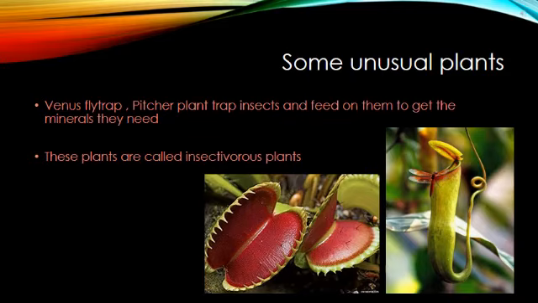Now children, I will describe some unusual plants. Children, plants such as Venus flytrap and pitcher plant, they grow in soil that has poor minerals. Now they trap insects and feed on them to get the minerals they need. They trap insects. Sounds interesting, na? So these plants are called insectivorous plants. Okay, please check the spelling. Insectivorous plants.